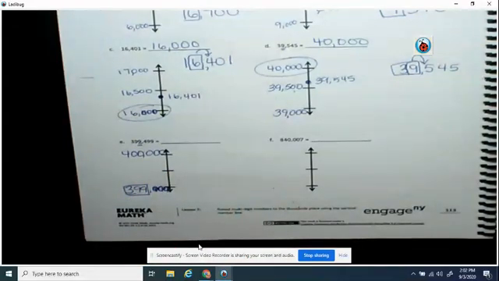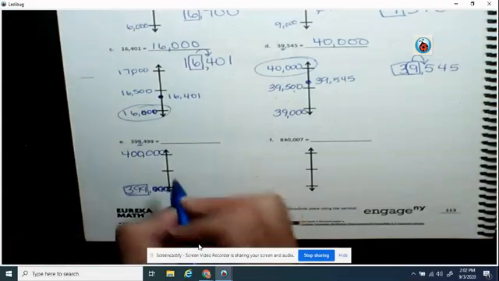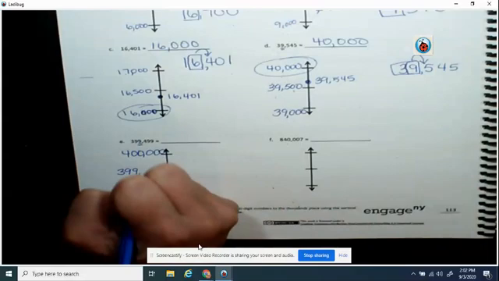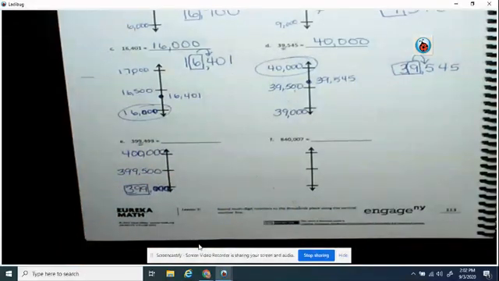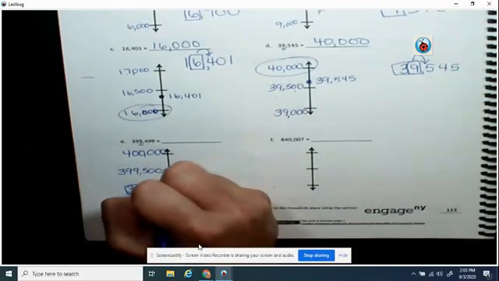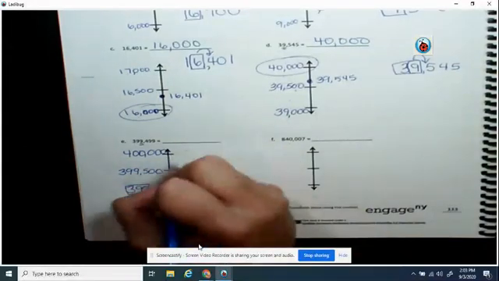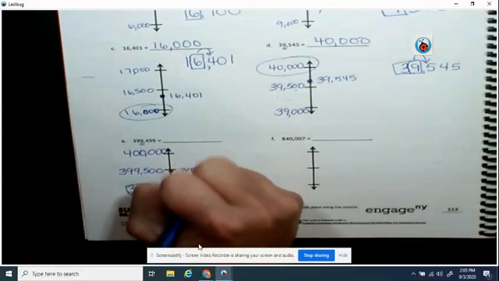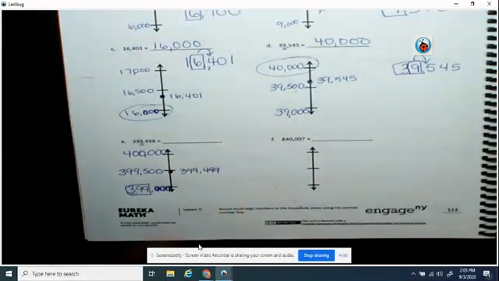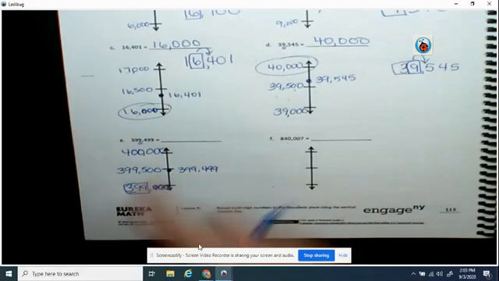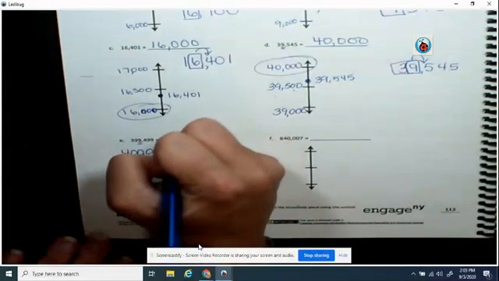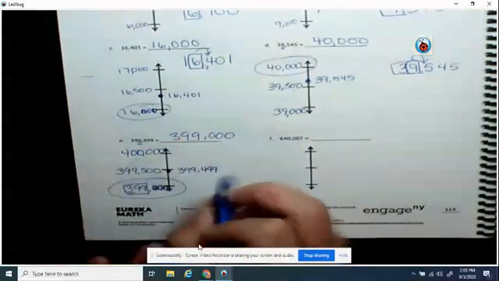Okay, so if I've got 399,000 and 400,000, what is right in the middle? 399,500. Okay, so now I have to figure out where 399,499 is. Oh, it's just so close to 500. 499 is literally one number away from 500. It is so close to 500, but it's not to 500 yet. So even though it's almost to the midpoint, I'm still going to round it down to 399,000.